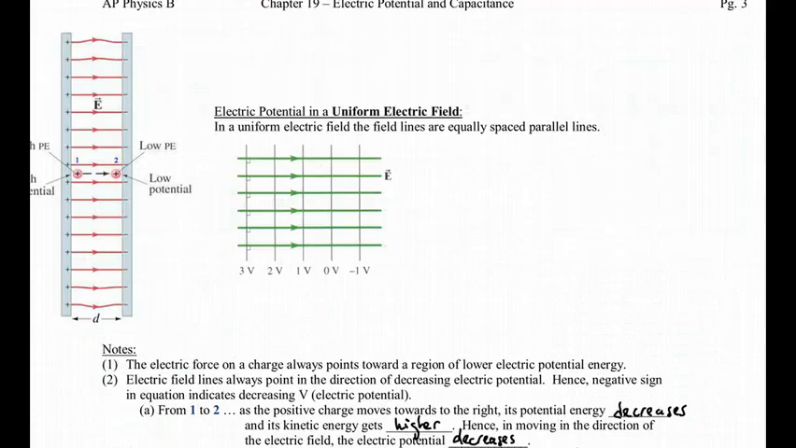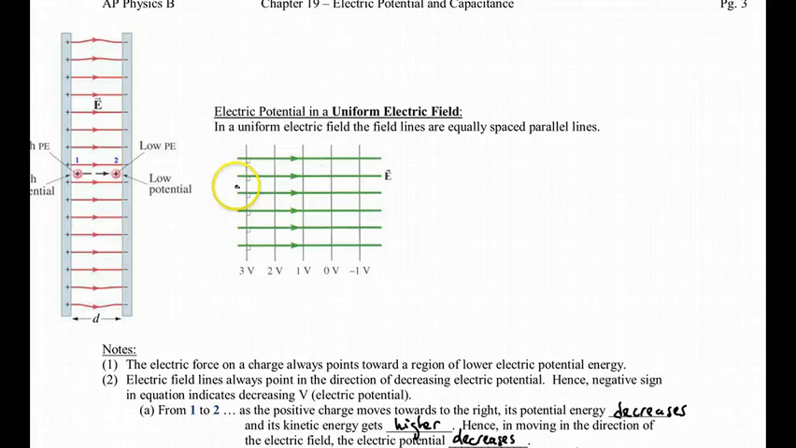And lastly, in uniform electric field lines, if you recall, these green arrows here represent the electric field lines. Notice they're all equally spaced between the lines and they're all parallel to one another. Well, since these are all equally spaced and parallel, and equal potential lines must be perpendicular to the field lines, then the equal potential lines or equal potential surfaces are also equally spaced and parallel to one another.